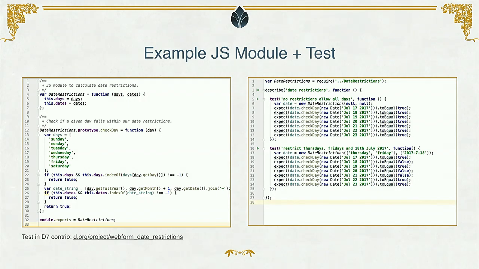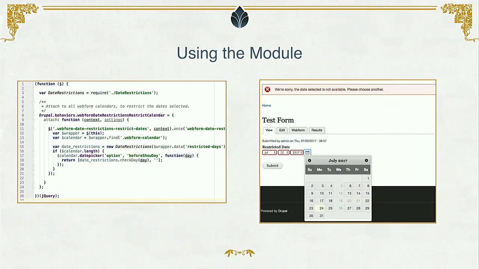On the right-hand side, we've got the test for this particular unit. We're creating an instance of it. We're passing it a bunch of dates. And then we're saying the return value from this method is going to be true, false, true, true, false, depending on the scenario. Now that we have a tested unit in our JavaScript application, we can integrate this into Drupal in any way you like.